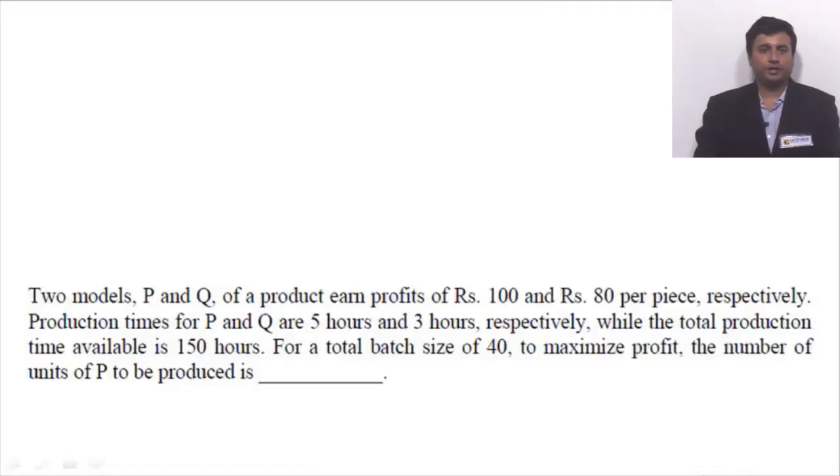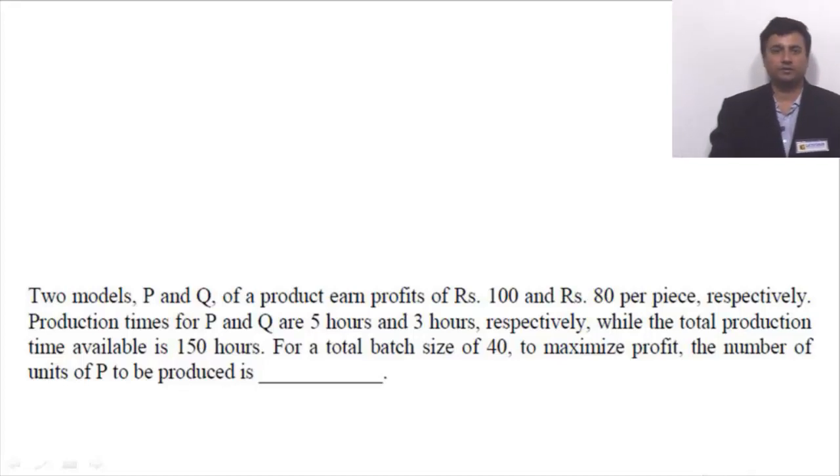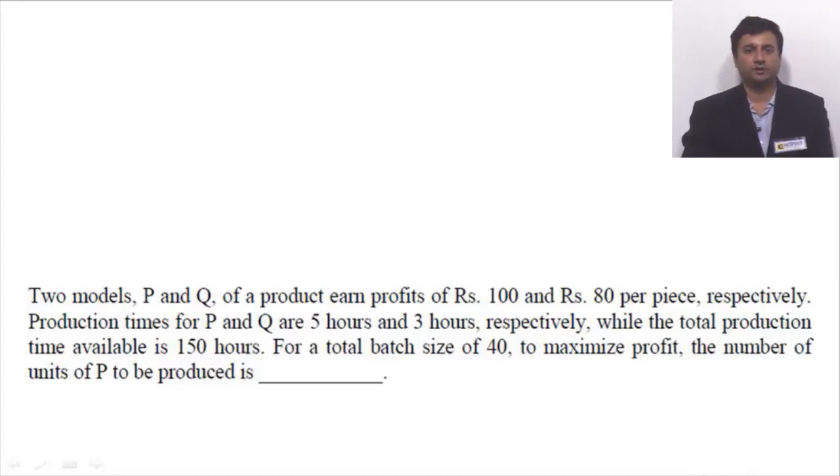Two models P and Q of a product earn profit of rupees 100 and rupees 80 per piece respectively. Production times of P and Q are 5 hours and 3 hours respectively, while the total production time available is 150 hours. For a total batch size of 40, for maximum profit, find the number of units of P to be produced.